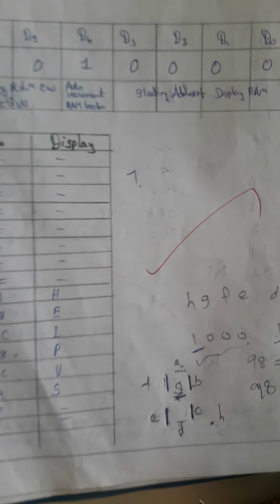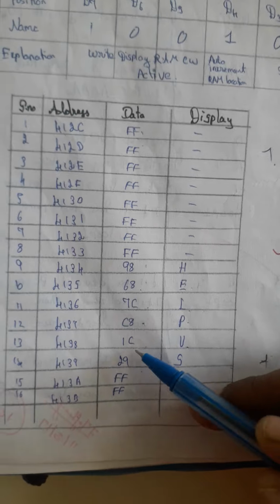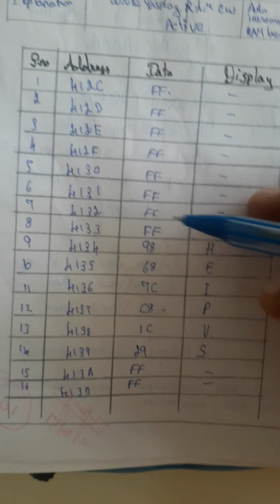And for P, by drawing this diagram, we can know how to write this value. For U, its equivalent value is 1C, and for S, its equivalent value is 29. So wherever FF is given, that segment should not glow.